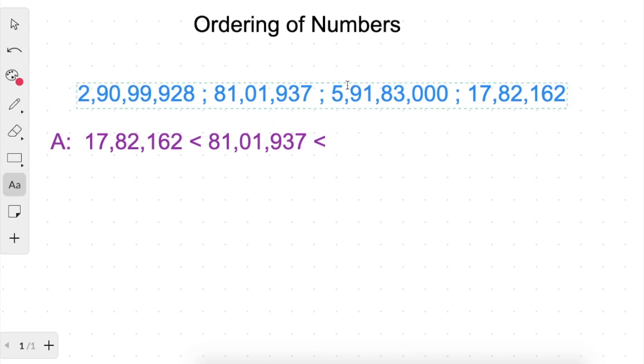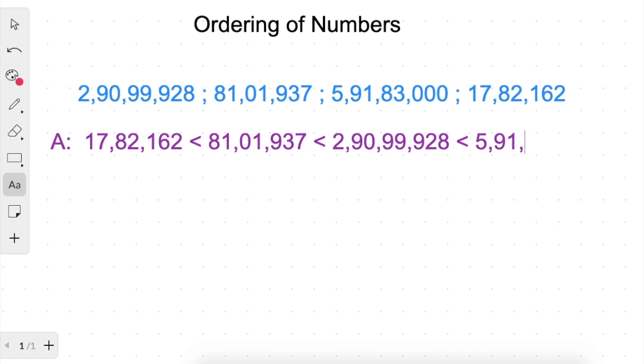Yes, both are greater, but remember that we have to write the greatest at the end. So this is 2 crore 90 lakh and this is 5 crore 91 lakh. Which number is the smaller from these two now? It is this one. So I'll just write down 2 crore 90 lakh 99,928. After that, we are only left with one more number, which is 5 crore 91 lakh 83,000.